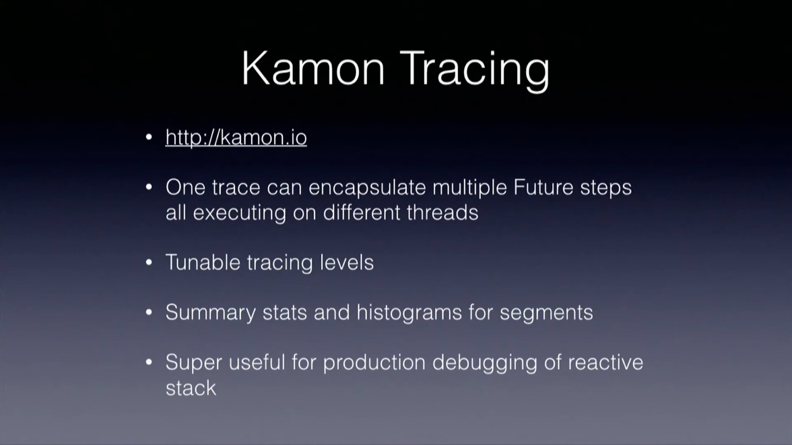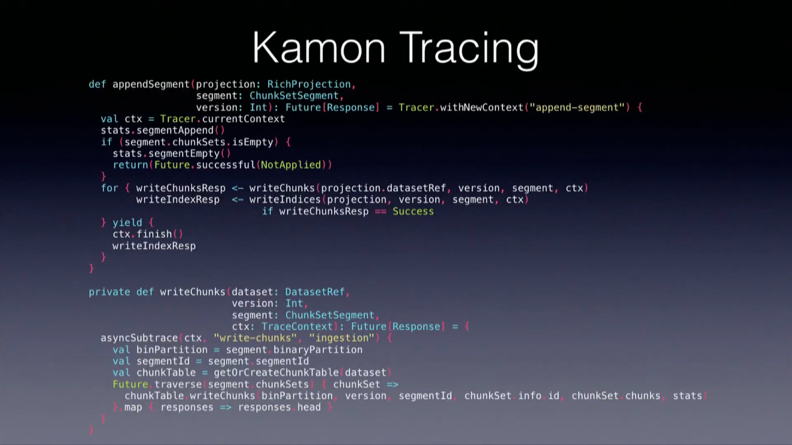What tracing means is that let's say you have something that is broken up into multiple asynchronous segments. This is part of the write workflow. So something like write chunks and write indices might happen in parallel. They're both futures. Even within write chunks, you see a future traverse, so it might be doing multiple things in parallel. So what tracing allows you to do is tell how much time is spent in one part, and how much time is spent in another part.